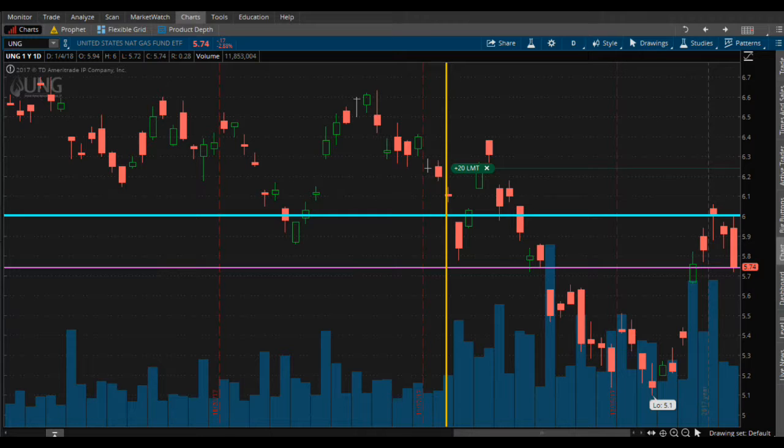So this is our closing position in UNG. We did make $561.10 post commissions on this particular trade. Okay, let's jump into XRT.